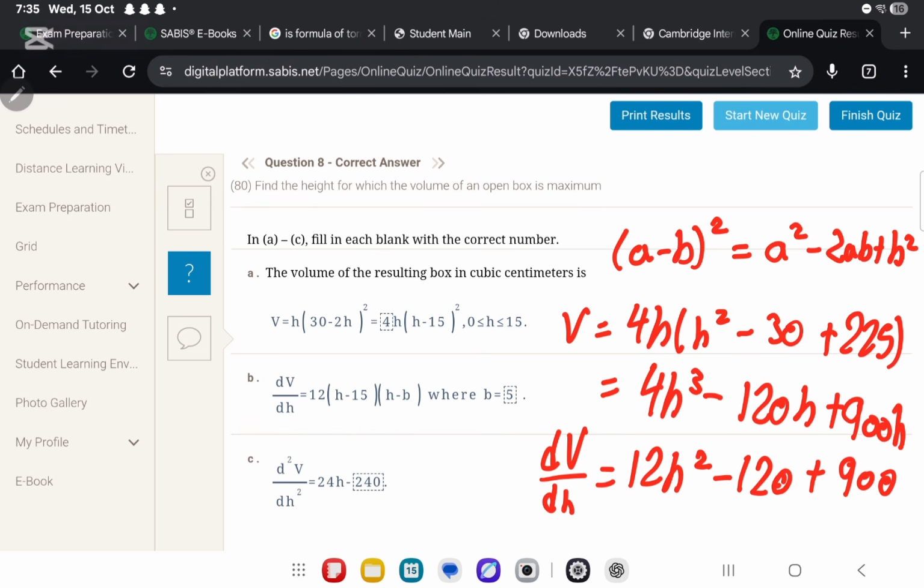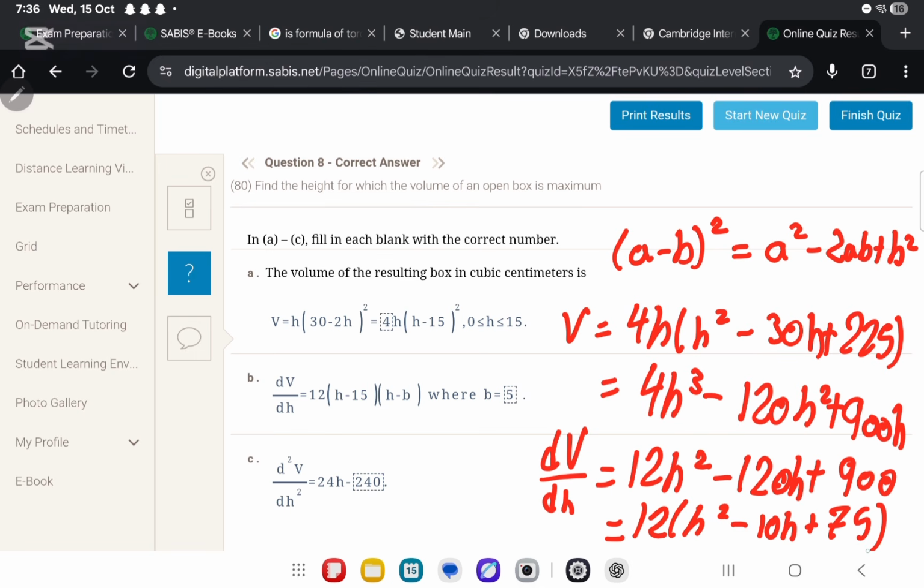Oh wait, this is 30h. This is h squared, so this is h. Yeah, okay, this is the answer. Okay, now you can factor 12 out, right? So 12 into h squared minus 10h plus, what's 100 divided by 12? 75.